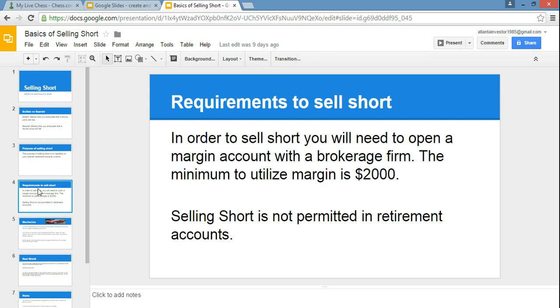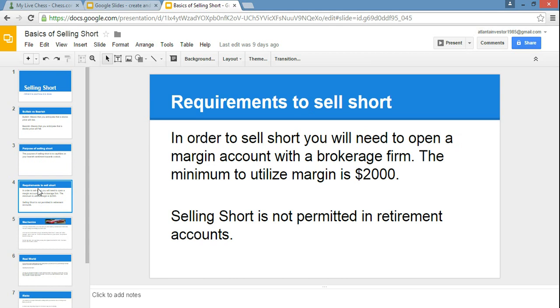The requirements to sell short. In order to sell short, you will need to open a margin account with a brokerage firm. The minimum to utilize margin is $2,000. So you're going to need at least $2,000 in cash or marginable securities in order to sell short.